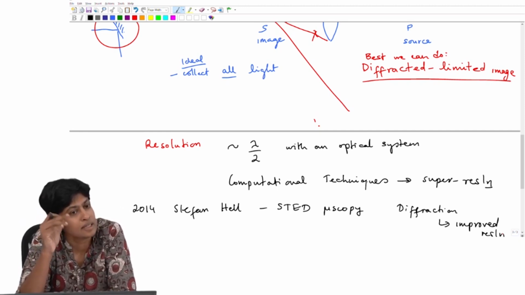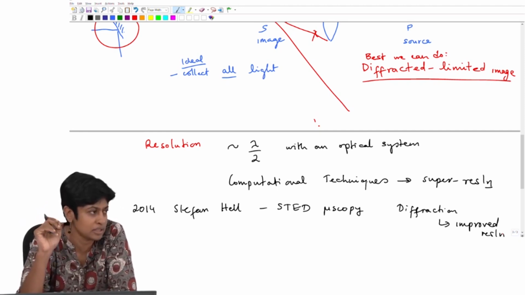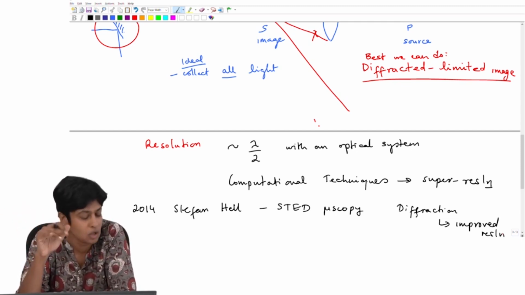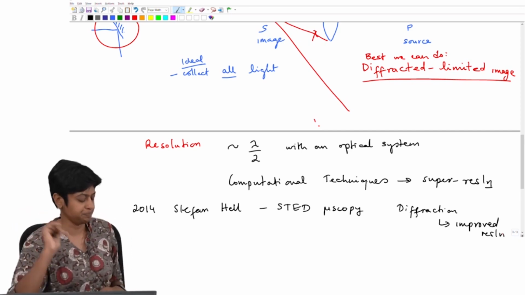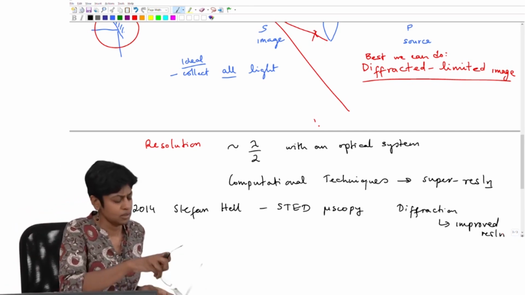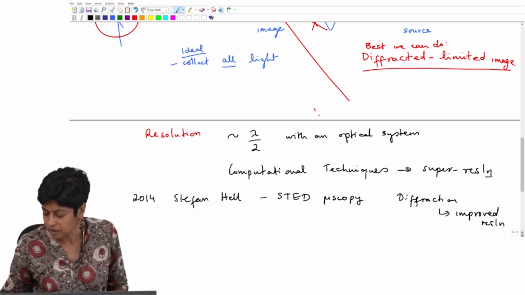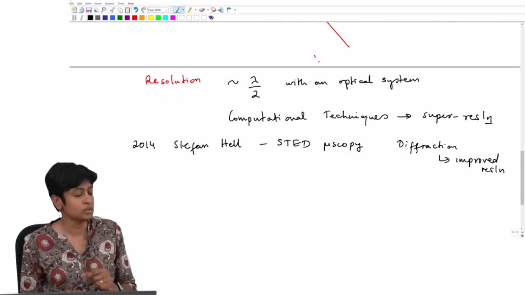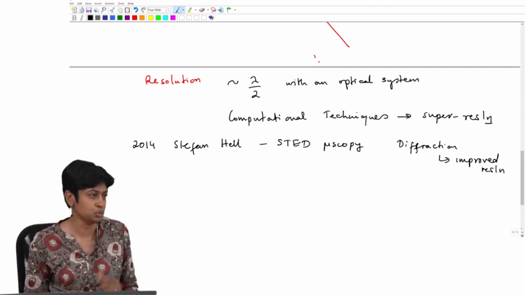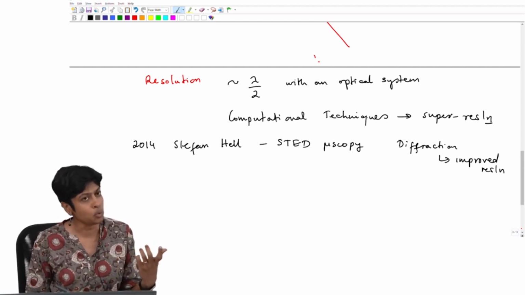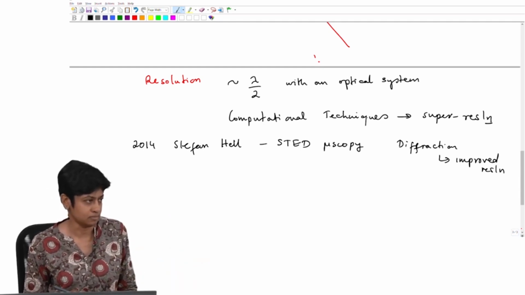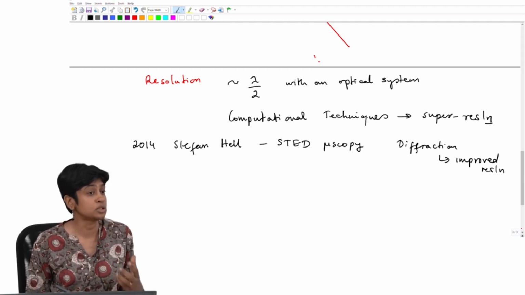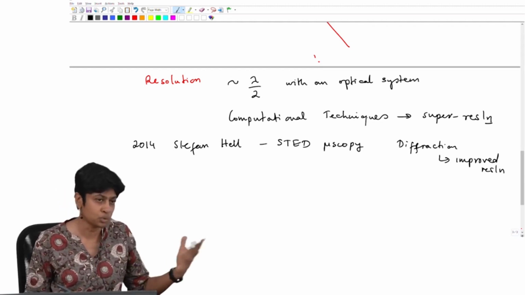So the main point is, in an optical system, wavelength is what will limit your resolution. There are other ways of getting much better resolution, but in an optical system, this is what your limit will be. One way to think of this is, since the resolution is limited to lambda by 2, you can think of going to lower and lower wavelengths. And people do that. Some of the more sophisticated tools use ultraviolet, UV, so you're going to lower and lower wavelengths.